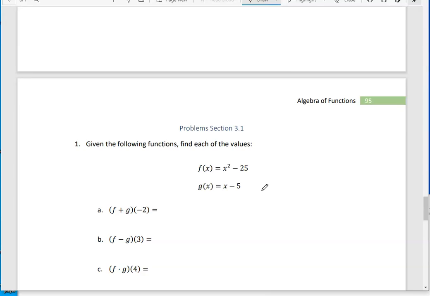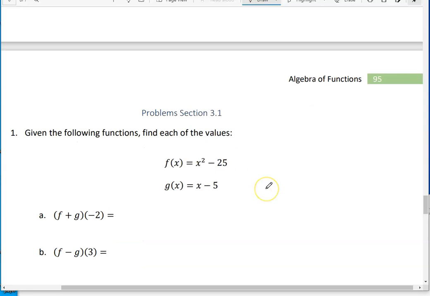Now, a little practice. See if you can do this. And you can decide which method to use. How would you solve this one? Find the values. These are given. Someone has given me this formula. I have f of x and g of x. And I want to calculate f plus g at negative 2. See if you can figure out what that would be. Try to do it on your own, and then I'll walk you through it.